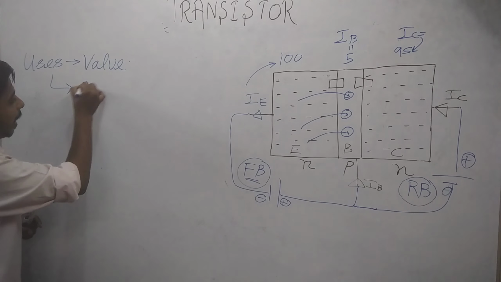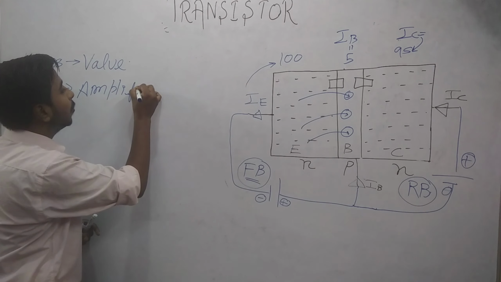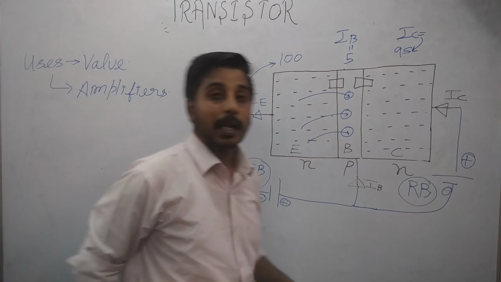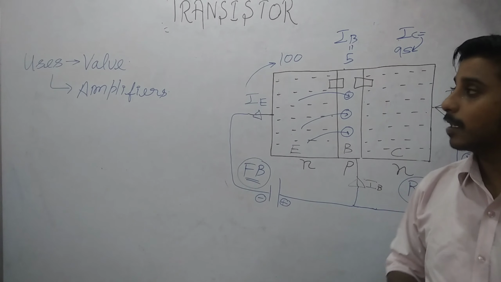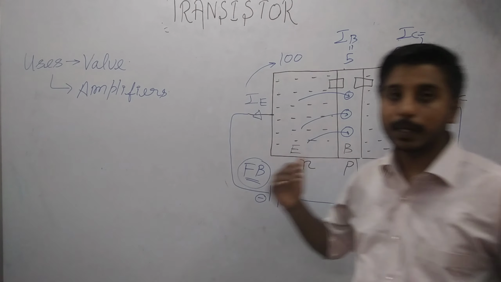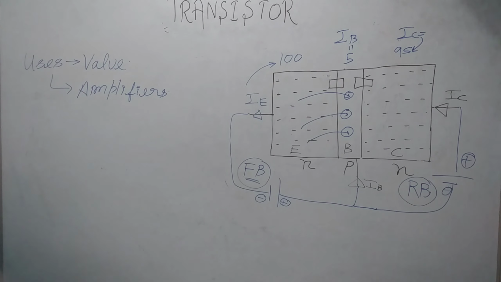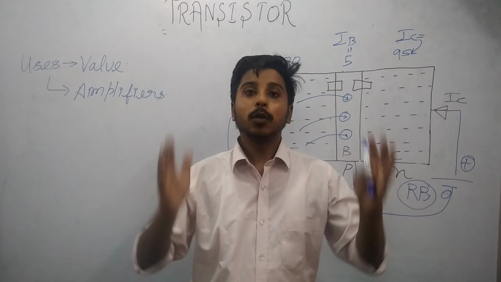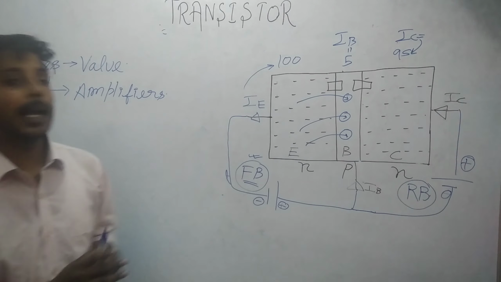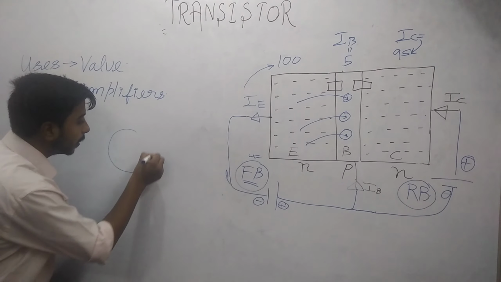Also it acts as an amplifier. See, now there are 2 conditions. Either you learn this statement as it is, that transistor can act as amplifiers, or you need to understand the whole concept. Okay, let me just take another marker. Yes, now to understand how the transistor can act as an amplifier, you need to know about another circuit.